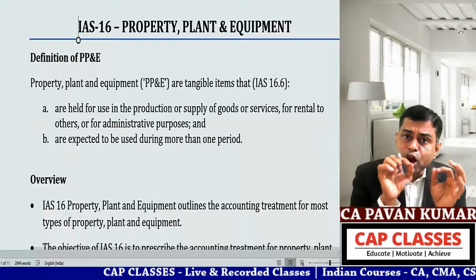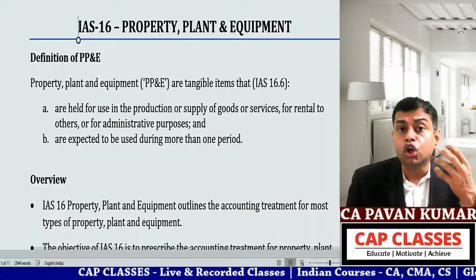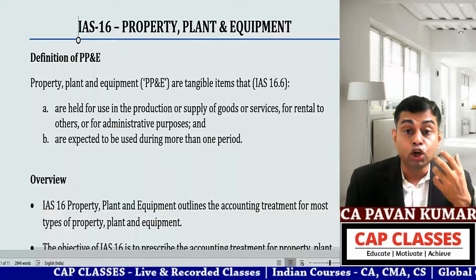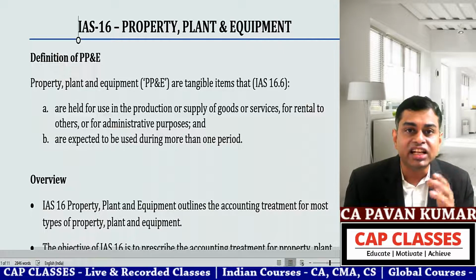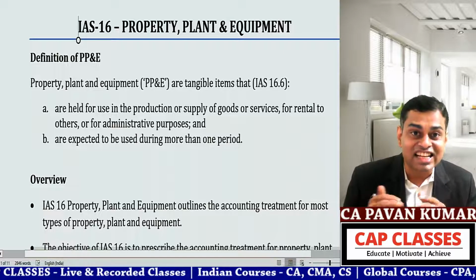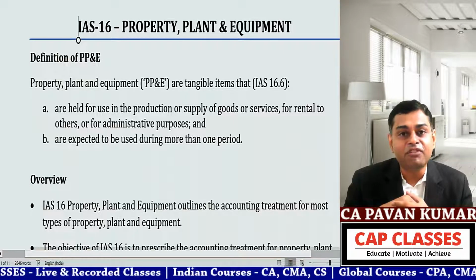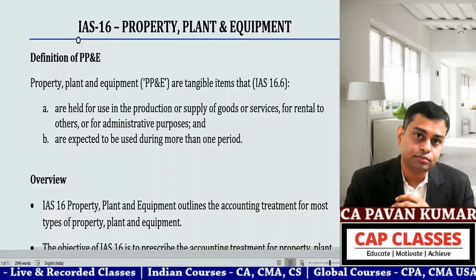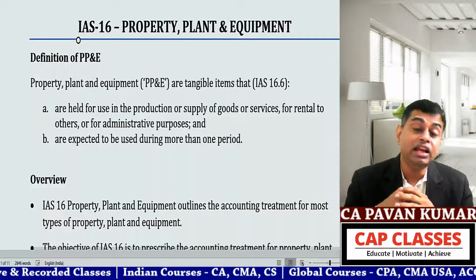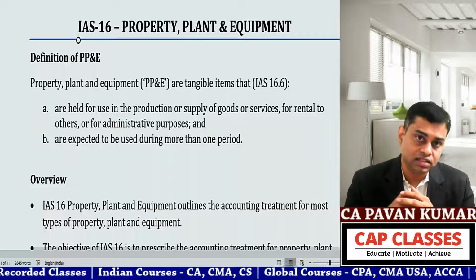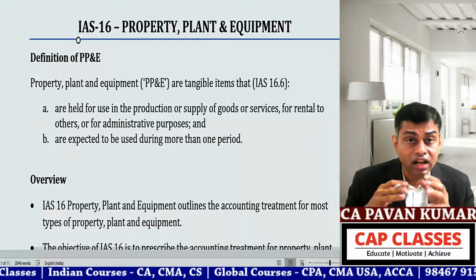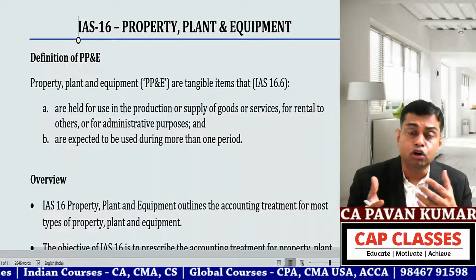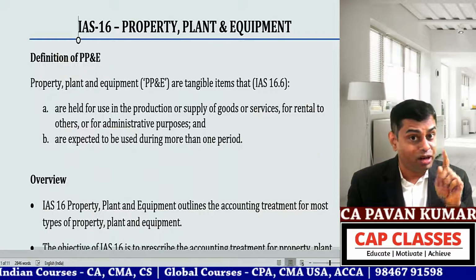And for this property, plant and equipment, which is a global nomenclature, we have one nickname. What is that nickname? Fixed assets. But globally we call them non-current assets. There is a difference because non-current assets can be both tangible and intangible, but property, plant and equipment can only be tangible.